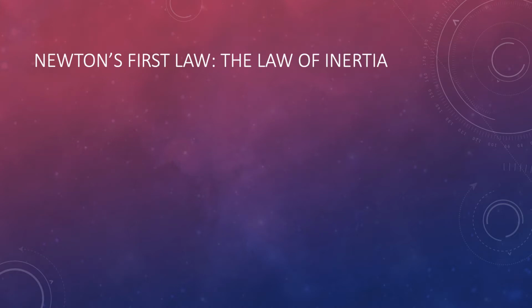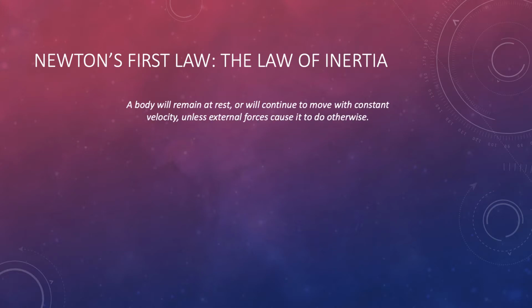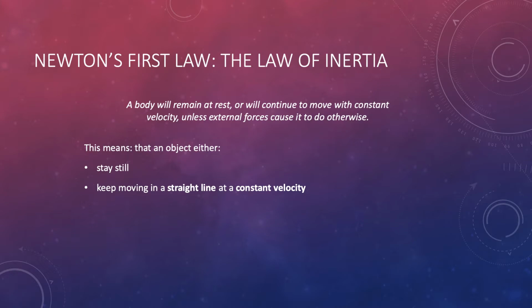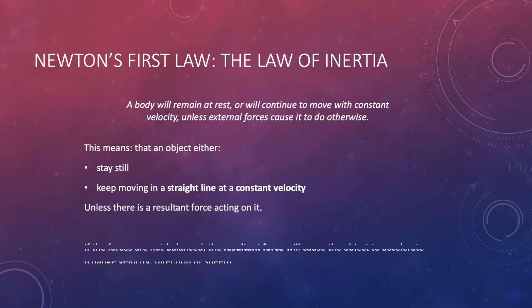So, Newton's first law, we'll talk a bit more about that. It is often called the law of inertia. A body will remain at rest or will continue to move with constant velocity unless external forces cause it to do otherwise. You can phrase it like that, or like we did on the previous slide. It remains the same. We're saying that an object either stays still or keeps moving in a straight line at constant velocity unless there is a resultant force acting on it. If the forces are not balanced, the resultant force will cause the object to accelerate. And by accelerate, we mean it can change velocity, direction, or speed.